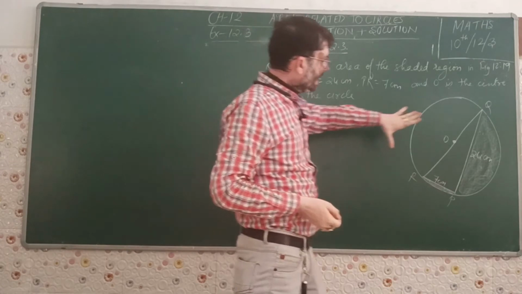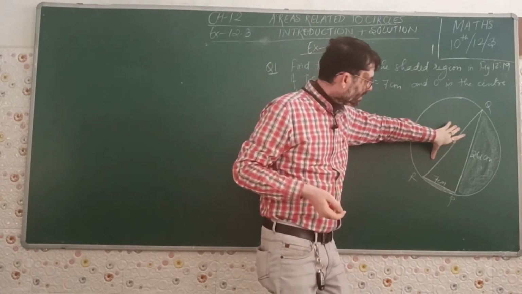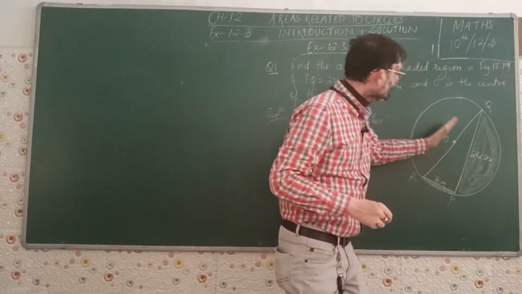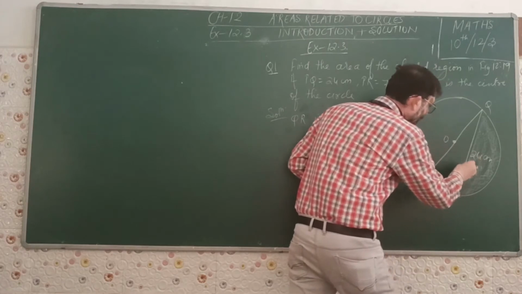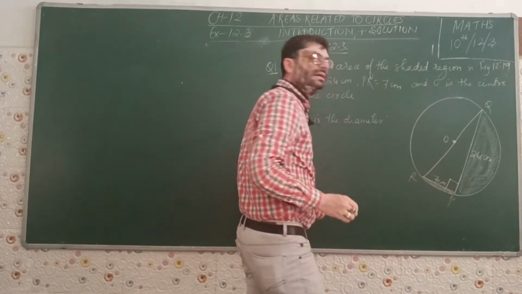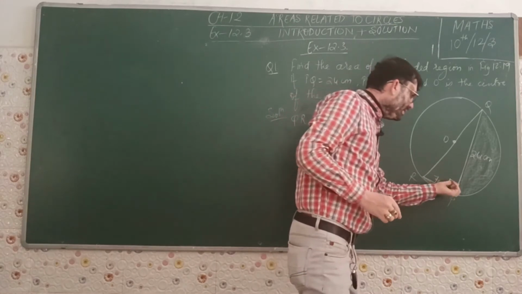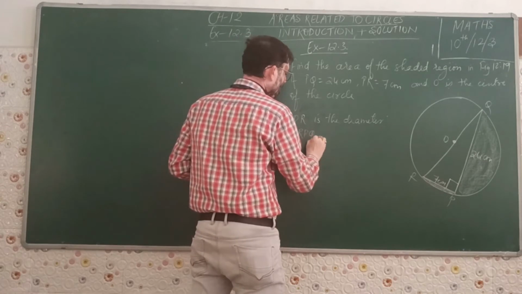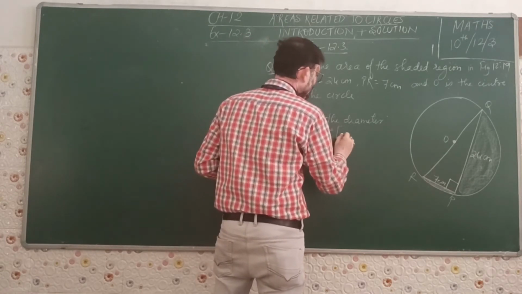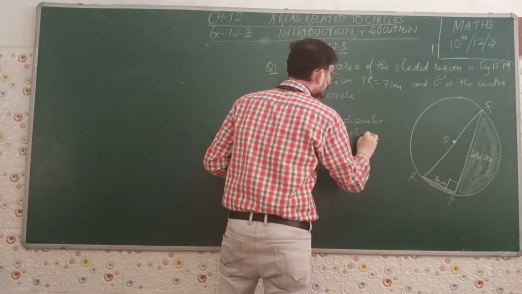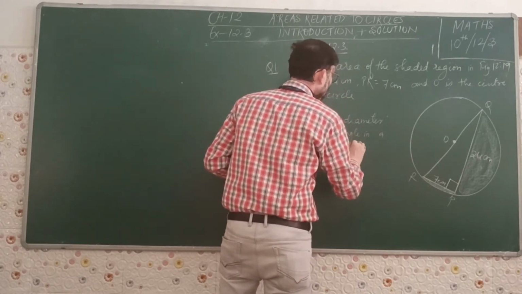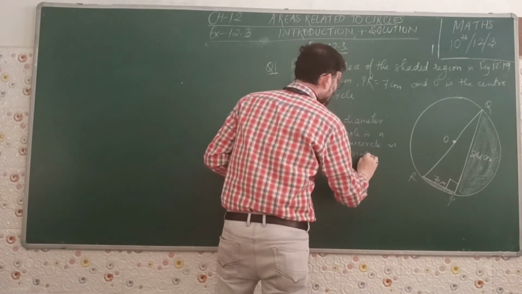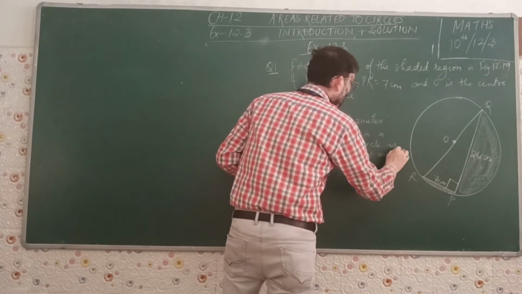Now if this is the diameter, in class 9 we have gone through a theorem that the angle in a semicircle is a right angle. This is one semicircle, and the angle formed in the semicircle is a right angle, 90 degrees. So we can say angle RPQ is equal to 90 degrees. The reason is that the angle in a semicircle is a right angle.